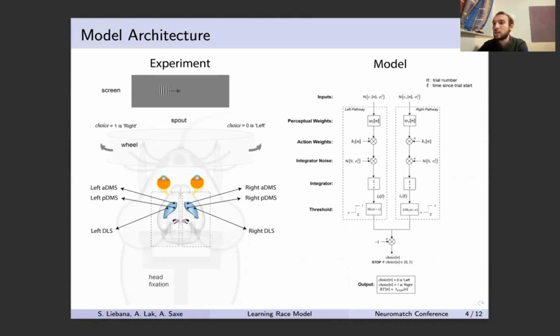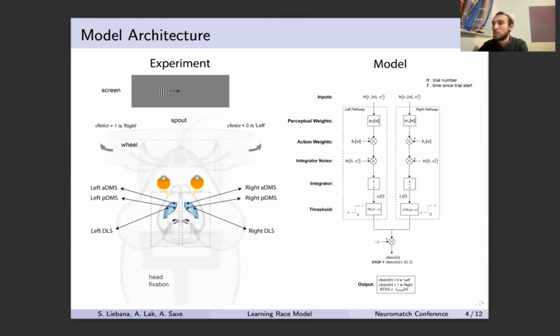On the right-hand side, you can see a schematic of the model architecture. The race model has two independent processing pathways, which accumulate evidence in favor of left or right choices through integrators, which race each other to a threshold. The first to arrive determines the choice made by the model.